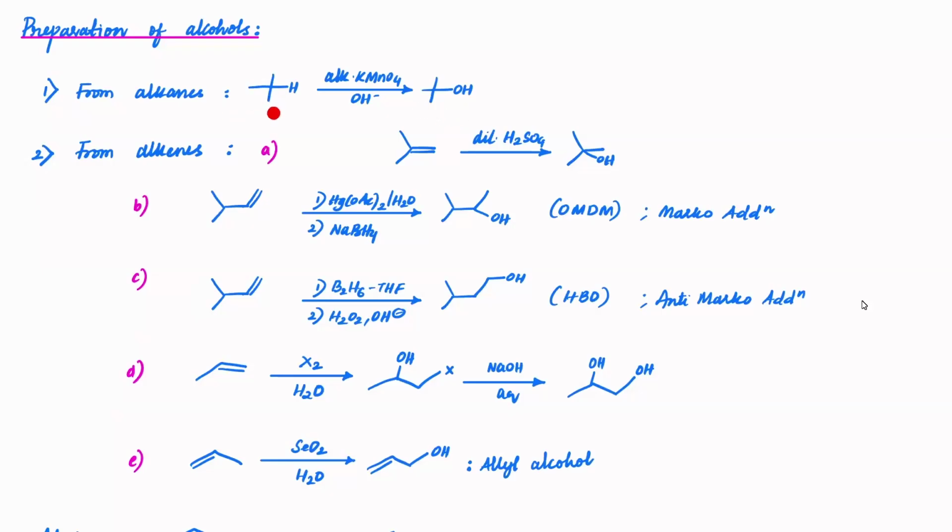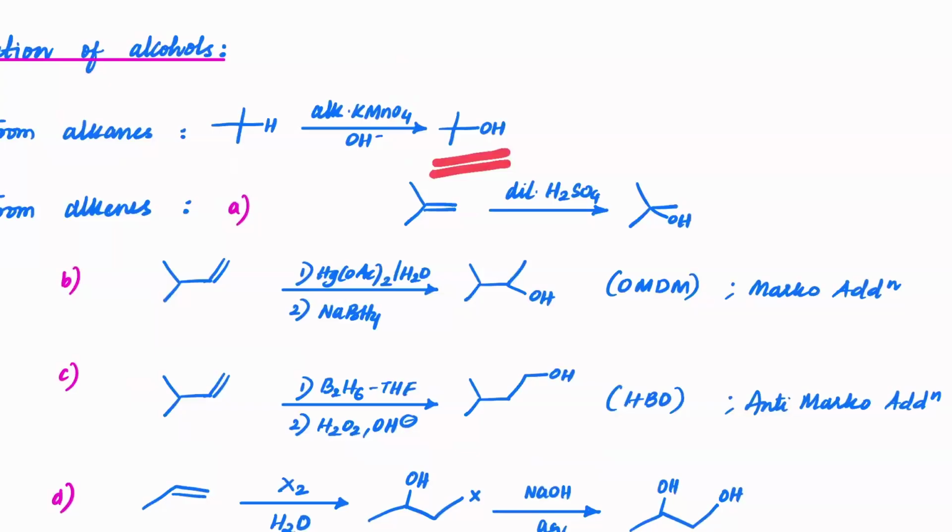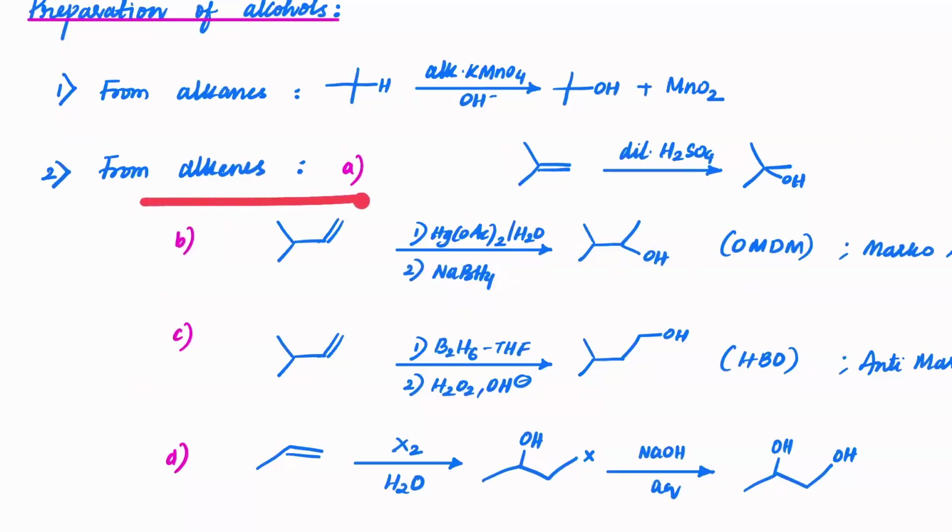Check out. If you have alkanes and you want to convert alkanes into alcohols, then you better use alkaline KMnO4 and OH minus. Got it? So that will convert a tertiary butane into a tertiary butanol. Got it? No mechanism required here. So this and manganese will convert into MnO2. That's it.